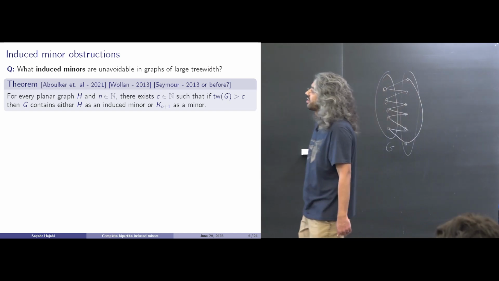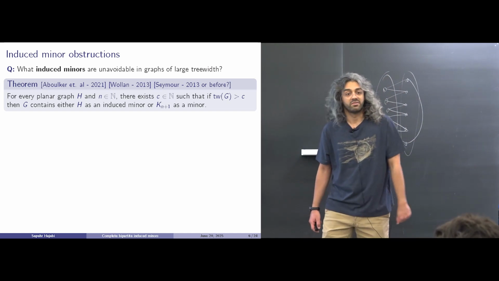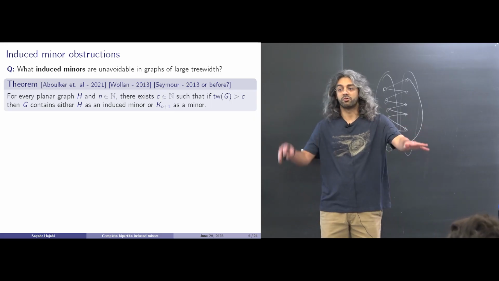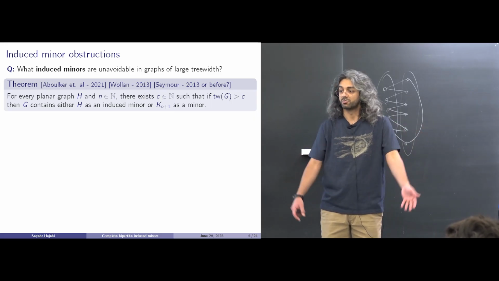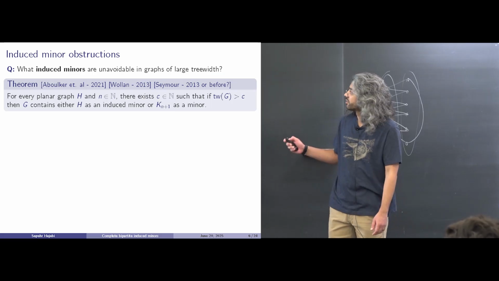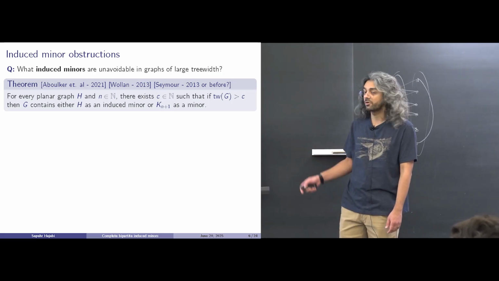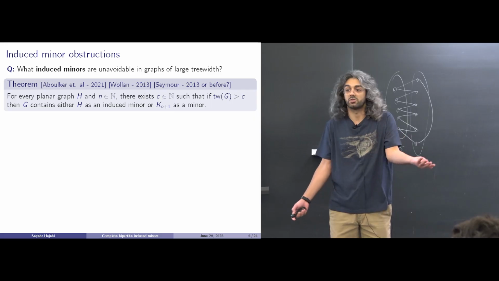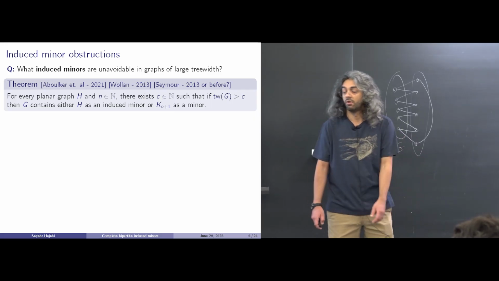So it's long been known that every graph of sufficiently large treewidth contains either your favorite planar graph or your favorite complete graph as an induced minor. And for the complete graph, I'm writing minor here, not induced minor, because for complete graphs, minors and induced minors are the same, because I'm not removing edges.